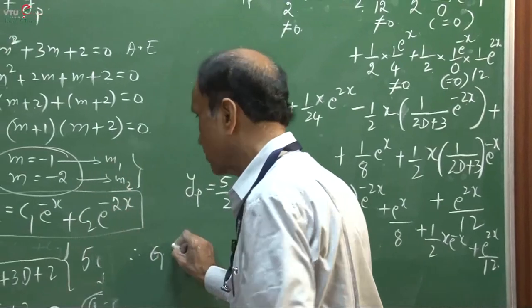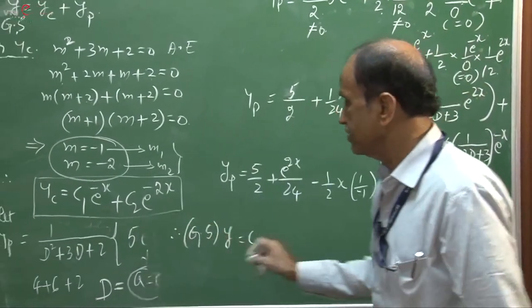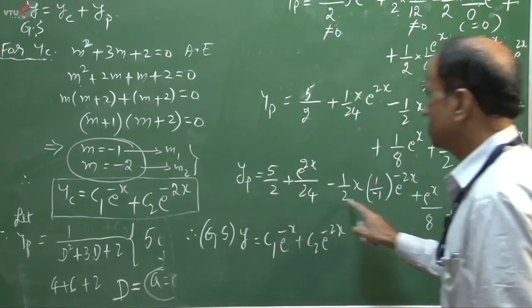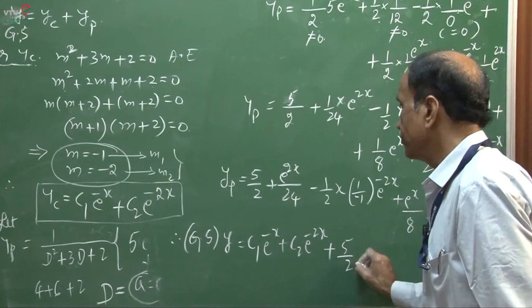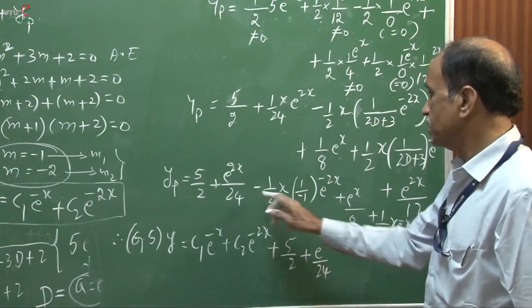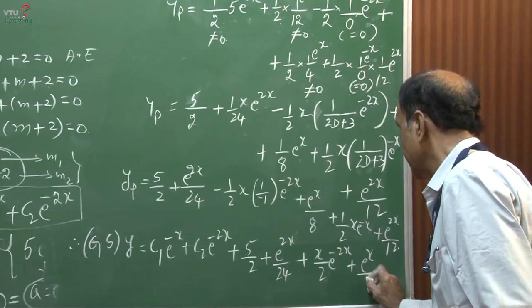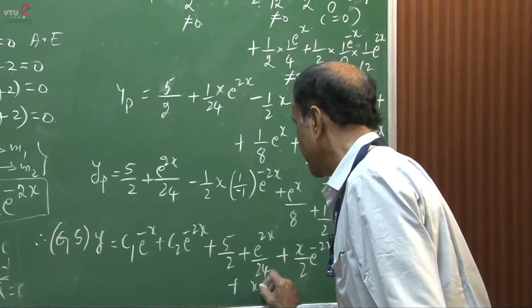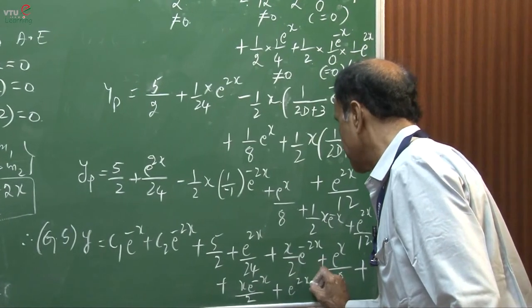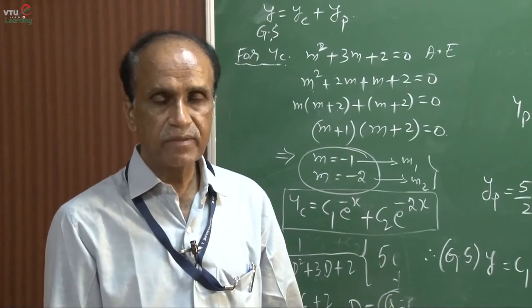Therefore, general solution we are going to consider as y. This is equal to complementary function plus particular integral. Complementary function means c1, this is the first term, e to the power minus x plus c2, e to the power minus 2x, and the combination of this. Therefore, plus of 5 by 2 plus e to the power 2x divided by 24, and this is minus 1, that becomes plus sign, x divided by 2, e to the power minus 2x plus of e to the power of x by 8, and plus of x into e to the power minus x divided by 2, and last term is plus of e to the power 2x divided by 12. This is the complete solution which comes as combination of complementary function plus particular integral.